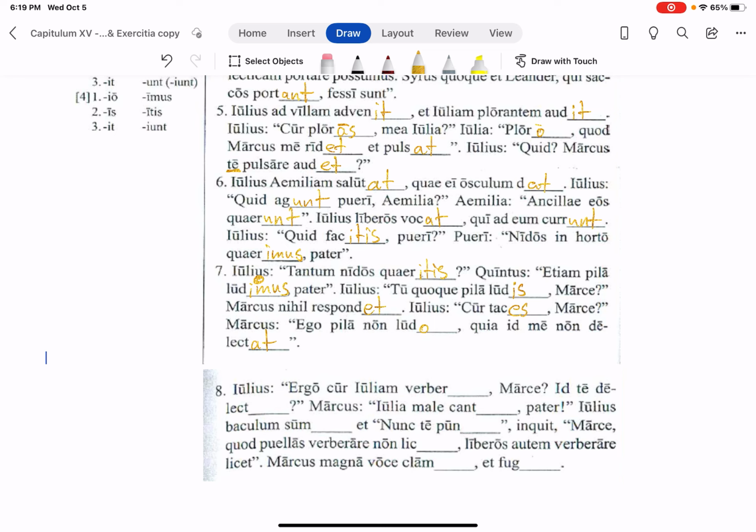Number 8, Julius. Ergo cur Juliam verberas, Marce? Id te delectat? Why do you beat Julia, Marcus? Does that delight you? Marcus. Julia male cantat, pater. Julia sings poorly, father. Julius baculum sumit, et nunc te punio.